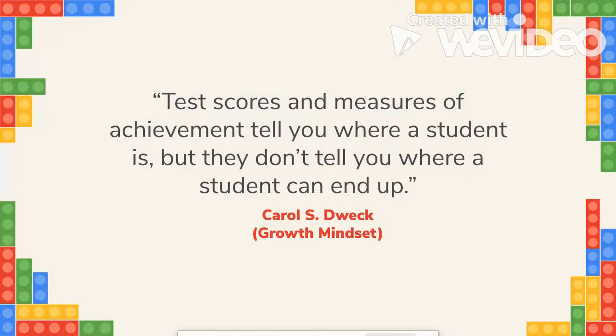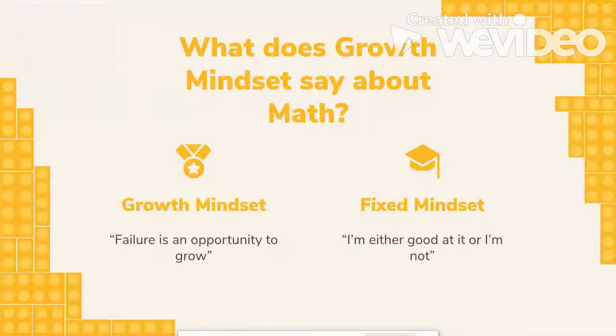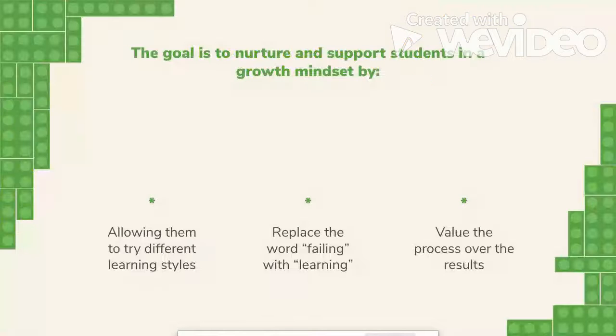Test scores and measures of achievement tell you where a student is, but they don't tell you where a student can end up. This is a quote by Carol Dweck, who focuses and teaches on the growth mindset. What does the growth mindset say about math? The growth mindset says failure is an opportunity to grow. The fixed mindset says I'm either good at it or I'm not.